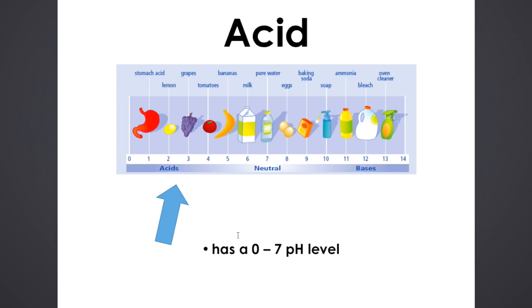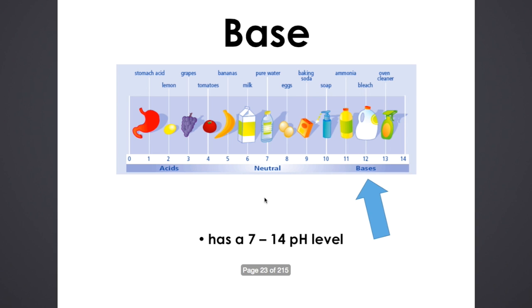Okay, so an acid has a 0 to 7 pH level. So they're over here. And a base has a 7 to 14 pH level. So they're over here. Say, repeat after me. Base.